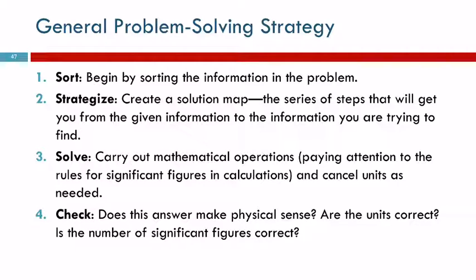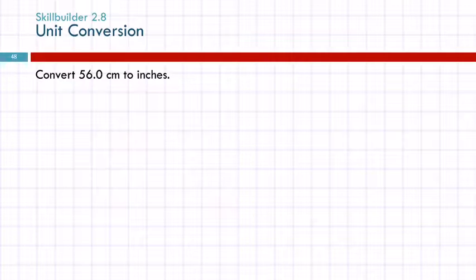We need to always practice with our significant figures. And we're going to cancel out units as needed. And then checking is the very important last step. Does it make sense? Are the units correct? Did I do the significant figures correctly? Let's do some examples. Okay, so we're going to start out with word problems that have very few words.